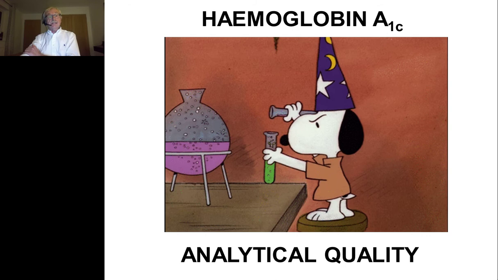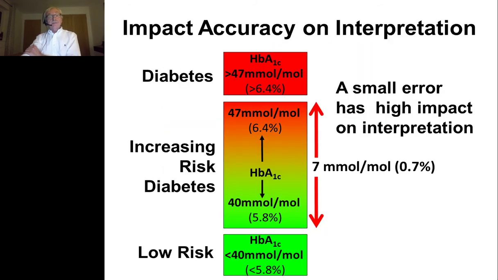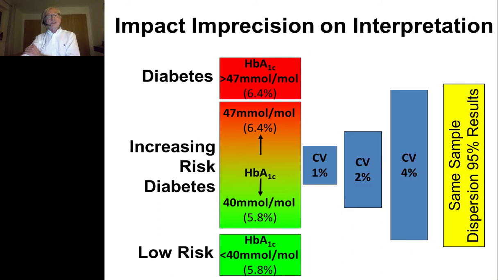Quality of results. The difference in diagnosis between diabetes and low-risk is only 7 millimoles per mole, 0.7%. Methods have to be highly accurate to achieve this. In precision, again, there's a difference between diabetes and low risk. We need CVs of our methods to be about 2%. If they reach 4%, then we can overlap between these two very different risk groups.